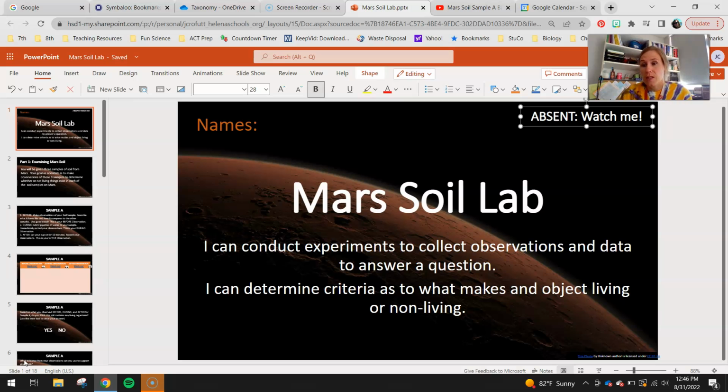Okay, this lab has 3 parts, and in those 3 parts, you're going to learn a couple things. First, I can conduct experiments to collect observations and data to answer a question. You are going to be doing this a lot throughout the year. And I can determine criteria as to what makes an object living or non-living. So this is really going to start us into our unit of whether something is living or non-living, and how we classify living organisms as we study life science in 7th grade.